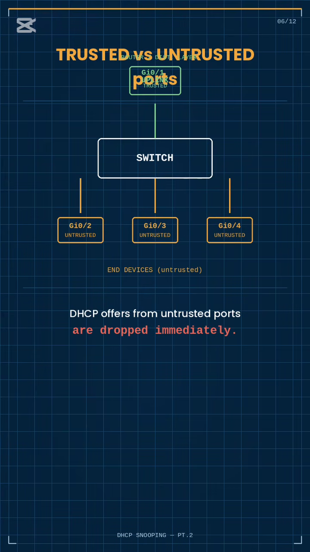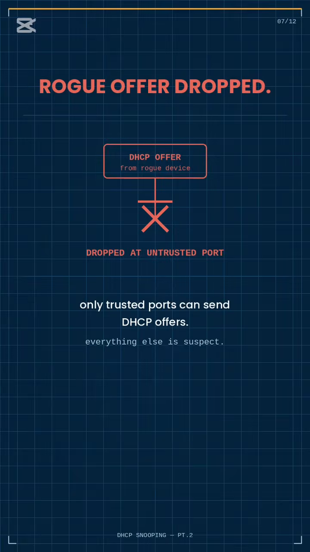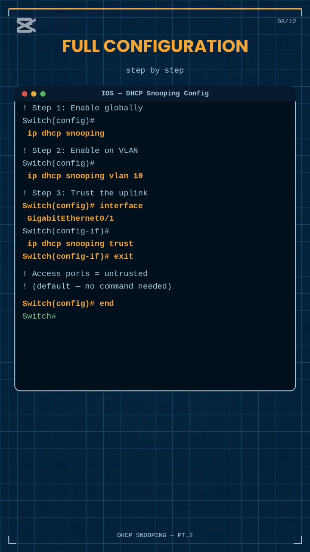The moment a rogue device tries to act as a DHCP server, handing out its own IP addresses and redirecting traffic, DHCP snooping shuts it down. Because only trusted ports are allowed to send DHCP offers. Everything else is treated as untrusted, and rogue DHCP responses from untrusted ports are dropped immediately. This is how man-in-the-middle attacks at the DHCP level are stopped before they start.